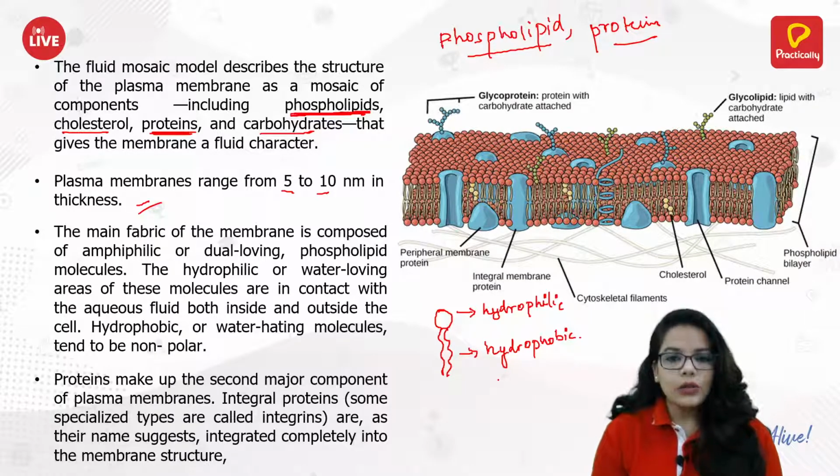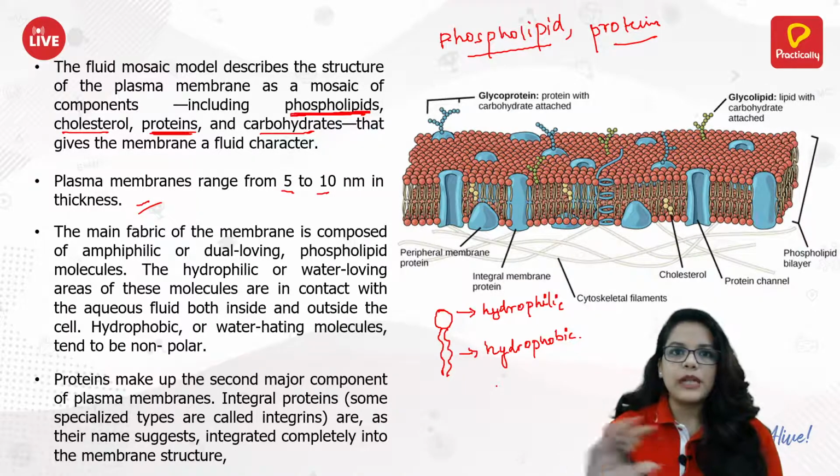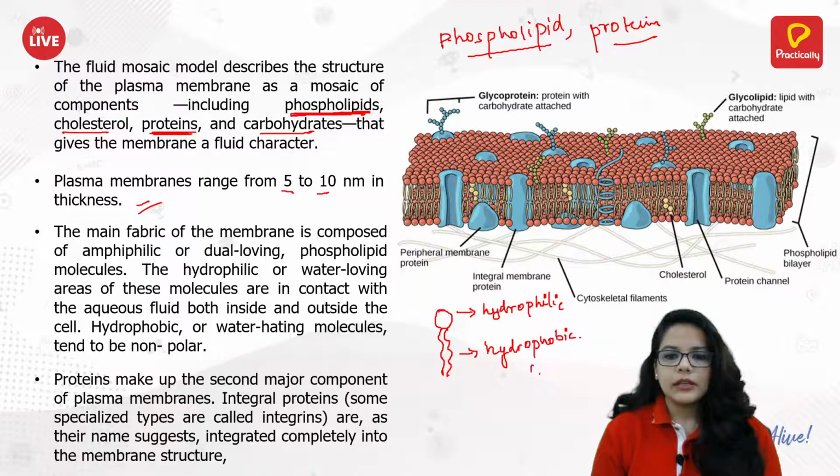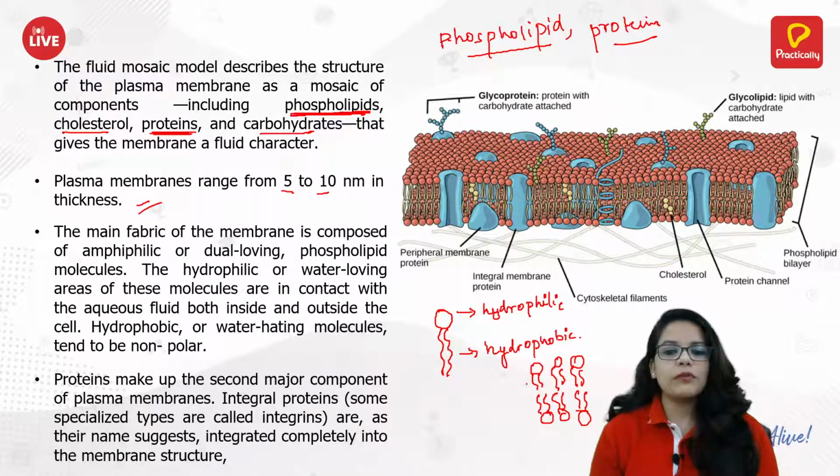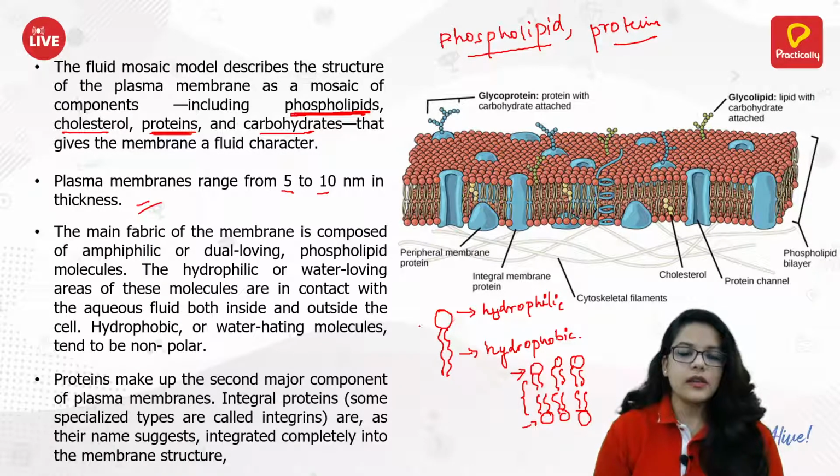So how is it placed in the membrane? It is placed somewhat like this. It is a double layer of phospholipid. The hydrophobic portions are inside and the hydrophilic portions are outside. So this is the phospholipid.